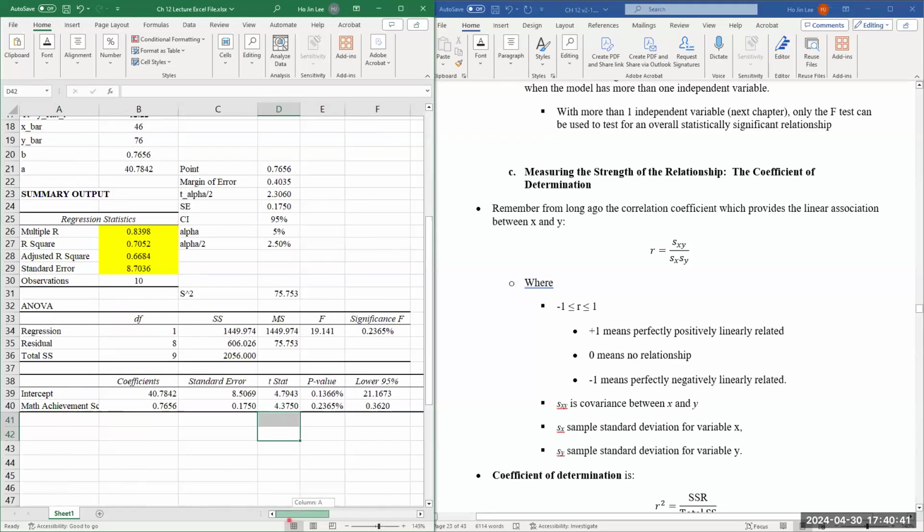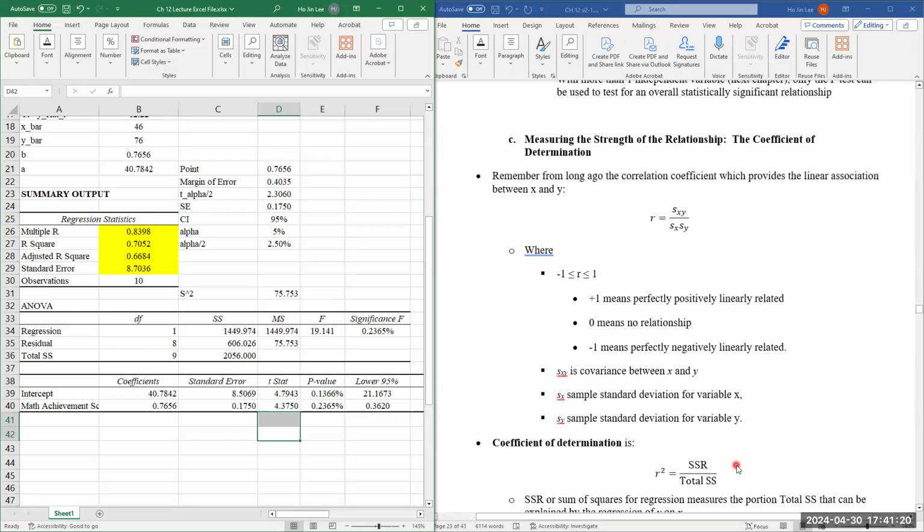We pretty much learned about everything here, and that is the coefficient of determination. Okay, the coefficient of determination. Remember, we have the correlation coefficient, this R thingy, and we have something called R squared. So let's talk about these things. R is Sxy divided by Sx times Sy, where Sxy is the covariance between x and y, Sx is the standard deviation of x, and Sy is the standard deviation of y.